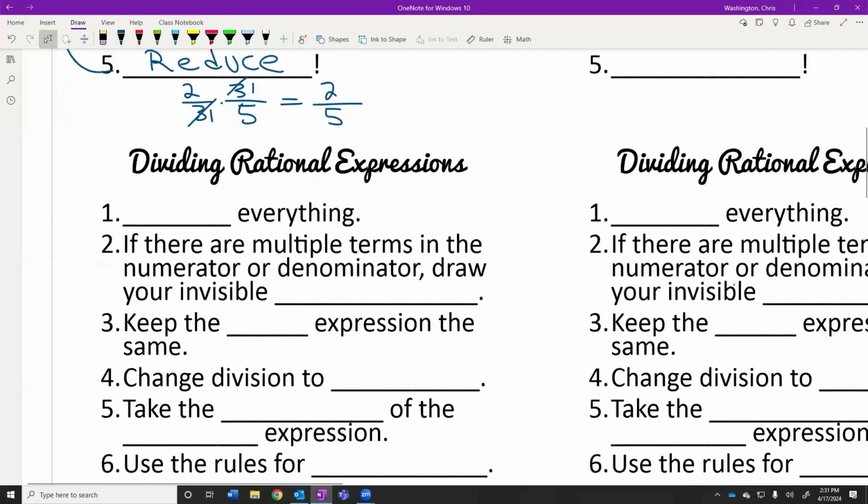When we talk about dividing, what do we need to do when we divide rational expressions? We still need to factor everything. That's why we spent all day Monday talking about factoring. If there is something that does not have parentheses around it, like an x minus 1, it might help you to put the x minus 1 in parentheses.